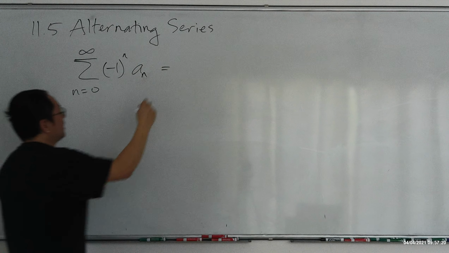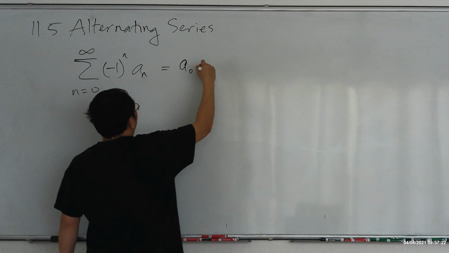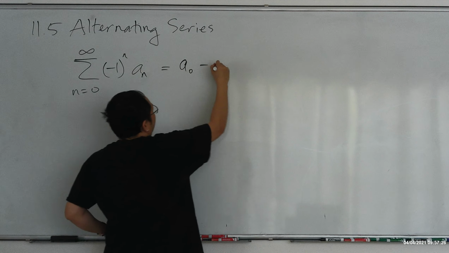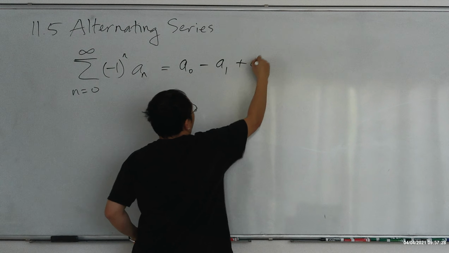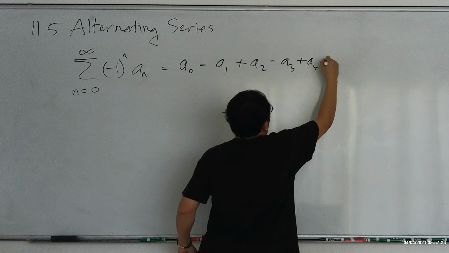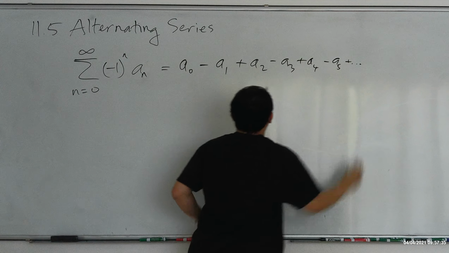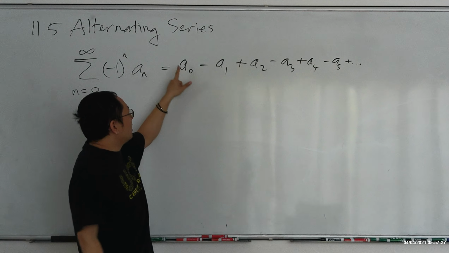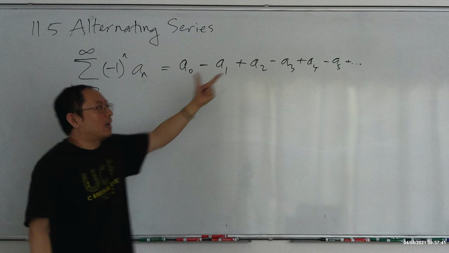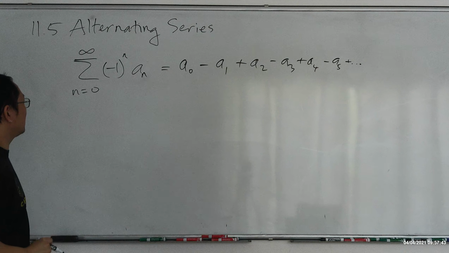And down here, so this means what? a_0, and then what? When n equals 1, (-1)^1 is negative. So minus a_1, plus a_2, minus a_3, plus a_4, minus a_5, plus and so on. So you see the terms are changing, right? a_0 minus plus minus plus minus, in this type of series, because it's an alternating series.